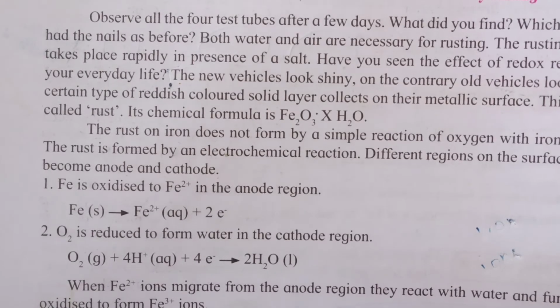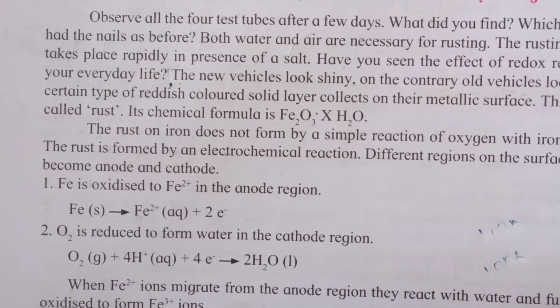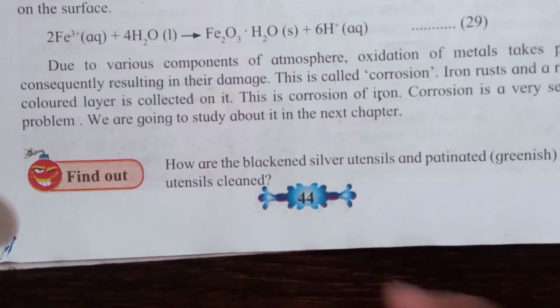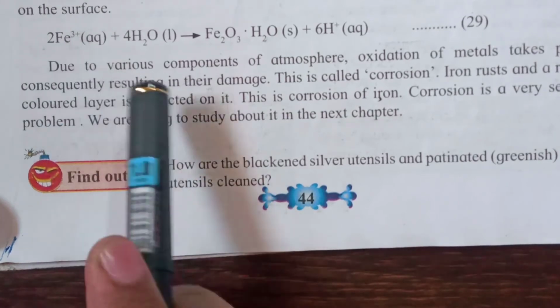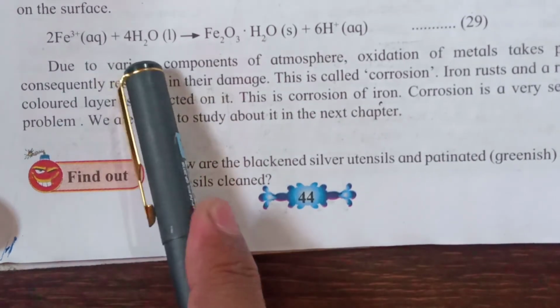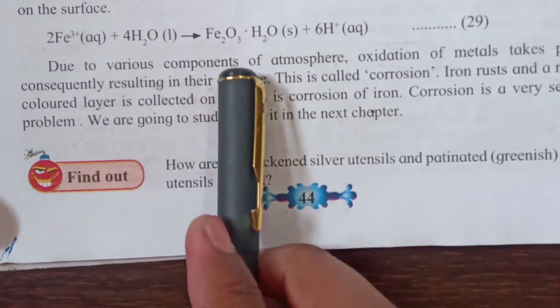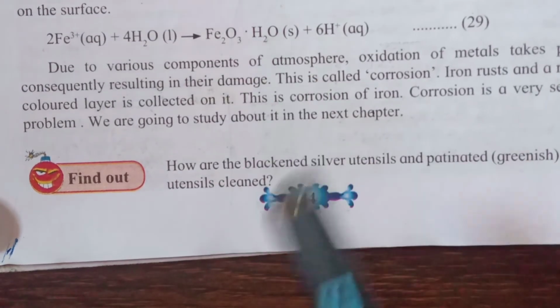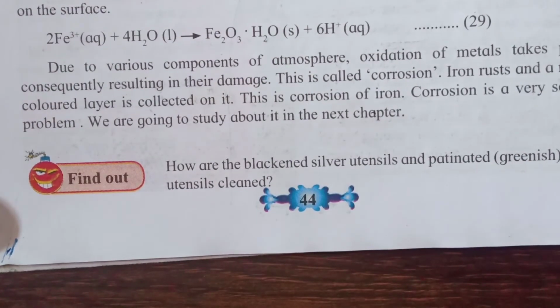Now there's a formula for it. I'll show you the formula, or we can say it's an equation. Okay, so the equation says that 2 Fe3+ ions plus 4H2O gives Fe2O3.H2O plus 6 hydrogen ions.